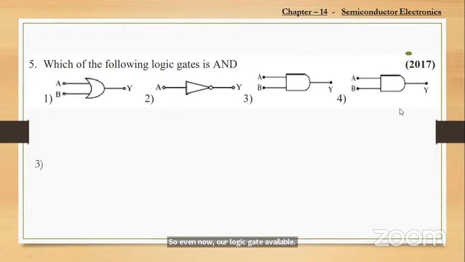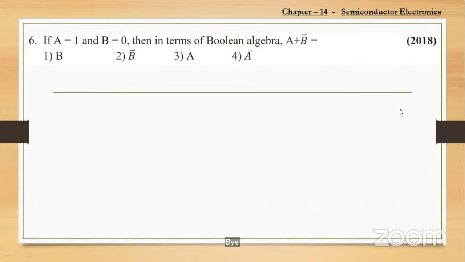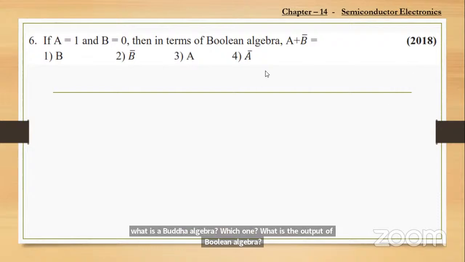Now look into the next question. There is a Boolean algebra where you are going to have an input, A is 1, B is 0. What is the output of the Boolean expression A plus A B bar? A means what? A means 1. B bar means what? B is 0.